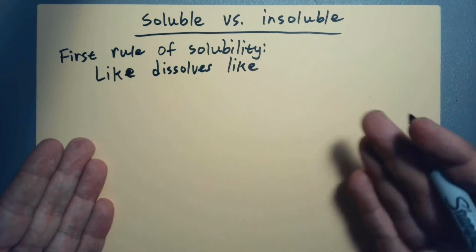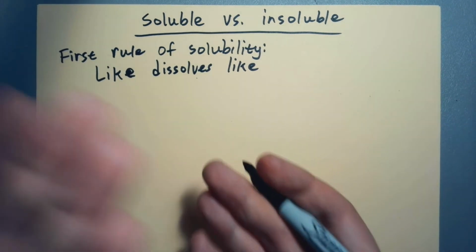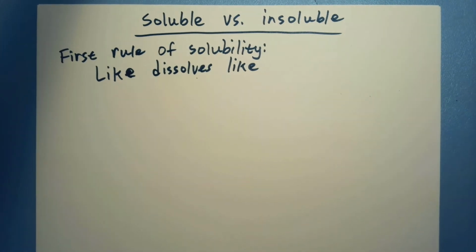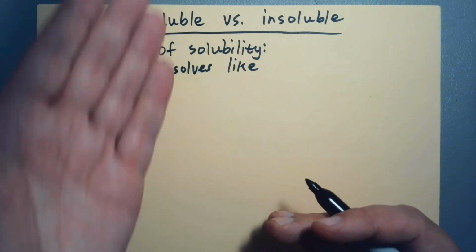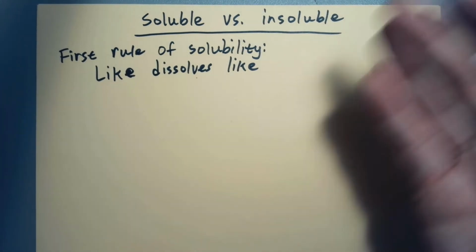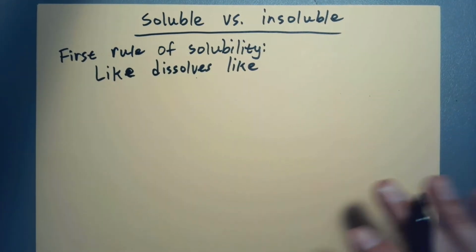But if you have something that's polar and nonpolar, they're not going to mix. They're going to separate. Oil is nonpolar. Water is polar. They don't mix. But water and sugar are polar. We saw them mix. Acetic acid is a polar molecule. It mixes in water very nicely. It gives us vinegar.